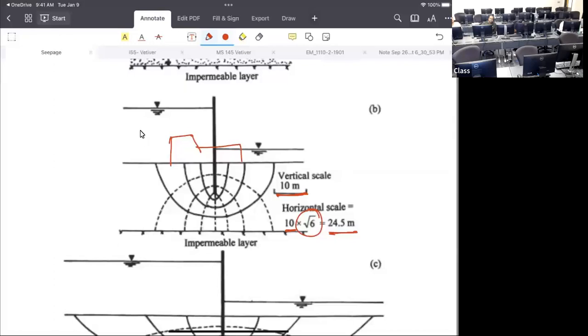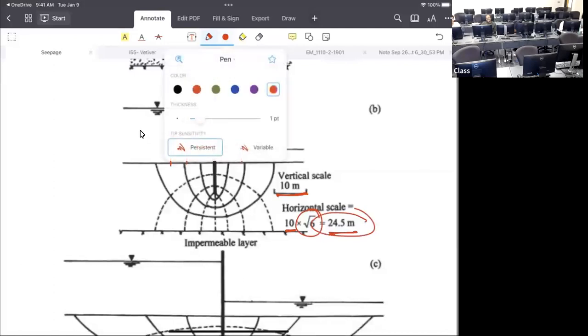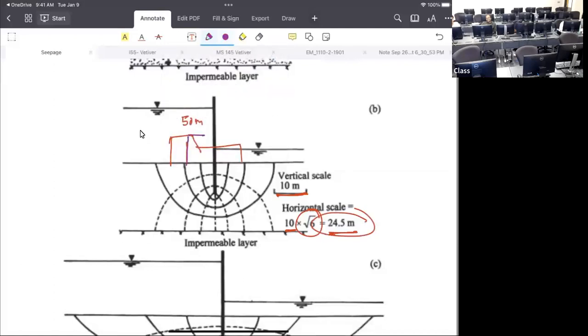Since our horizontal scale is different, whatever the length of the dam, let's say in the previous one the dam is 50 meters, which is a very big number, instead of 50 meters, now the dam should be squeezed like this. If you squeeze the dam, it solves the problem, as if nothing happened.